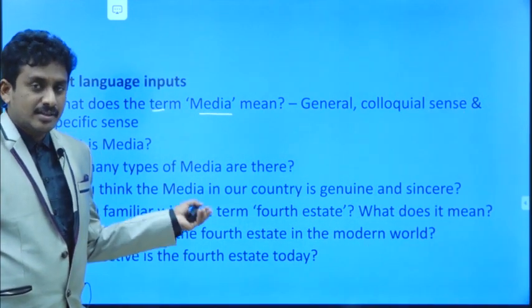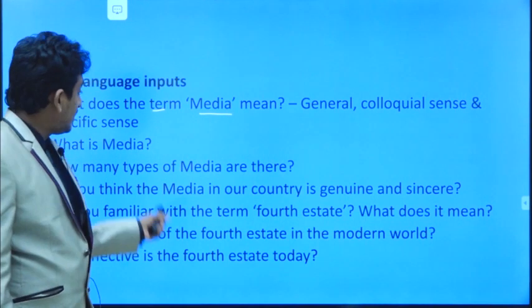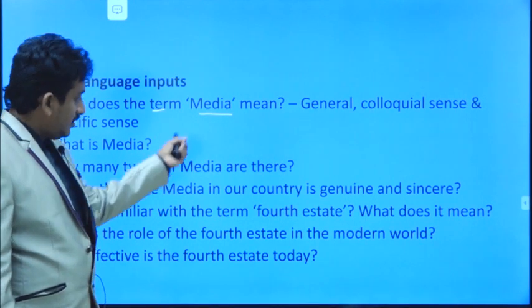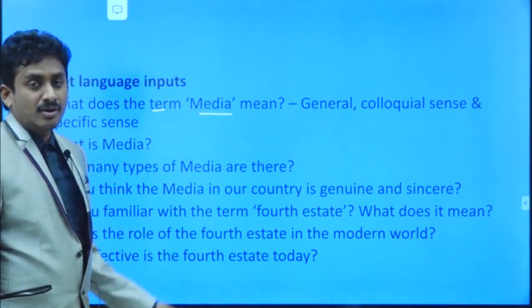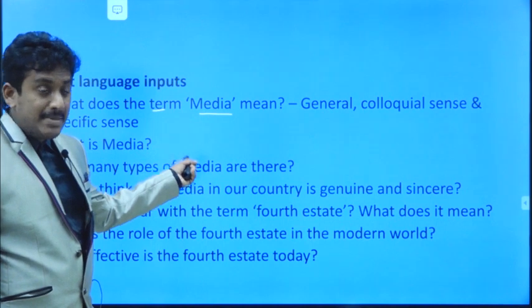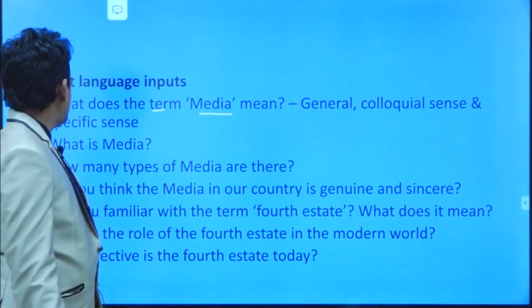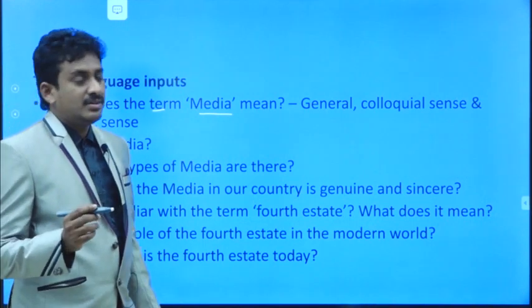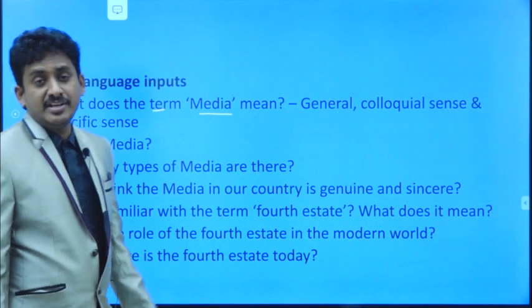So let us see the target language inputs. In this particular unit, what are the inputs? What are the target language inputs? First of all, as I told you just now, what does the term media mean? What is the general sense of the term? What is the colloquial sense of the term? And what is the specific sense of the term? And what is media? How many types of media are there?